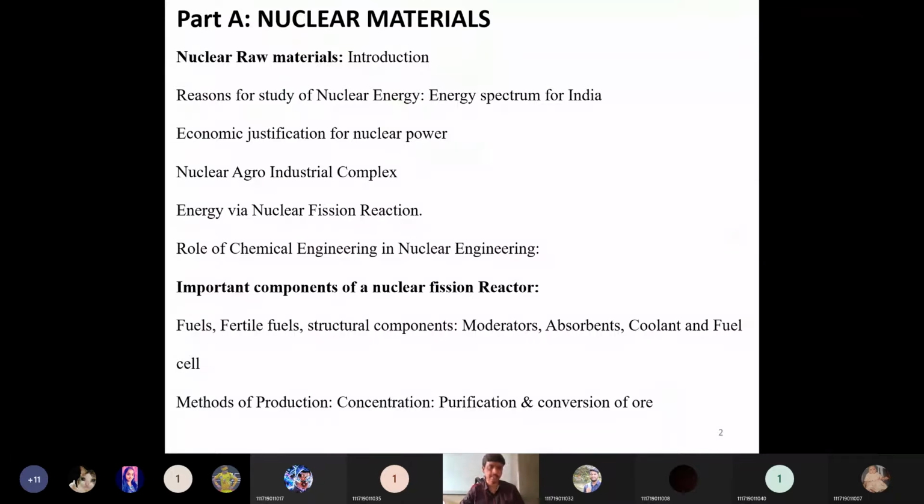As yesterday, I was just going through the syllabus, so once again I will repeat the syllabus of this Unit 1. In this unit there are two parts. One is nuclear materials and the next is explosives and propellants. Part A will be the nuclear materials entirely. In this, a general introduction to nuclear materials: what is the atom, what is the nucleus, what is a nucleon, what is a neutron, what is a proton, what is the mass number.